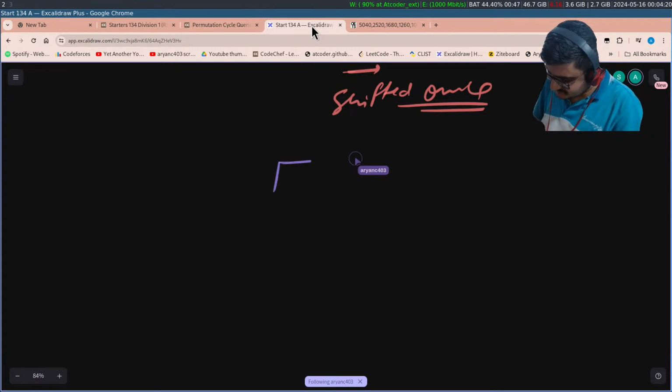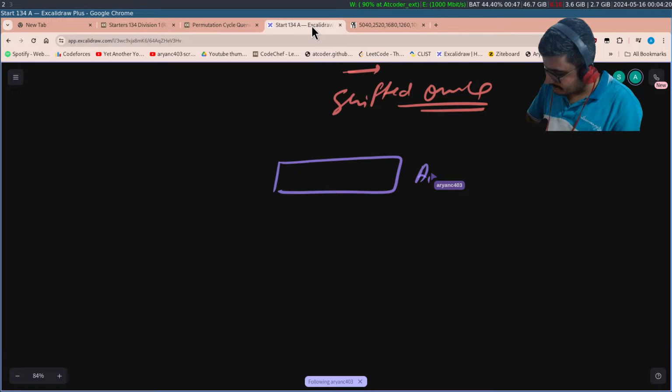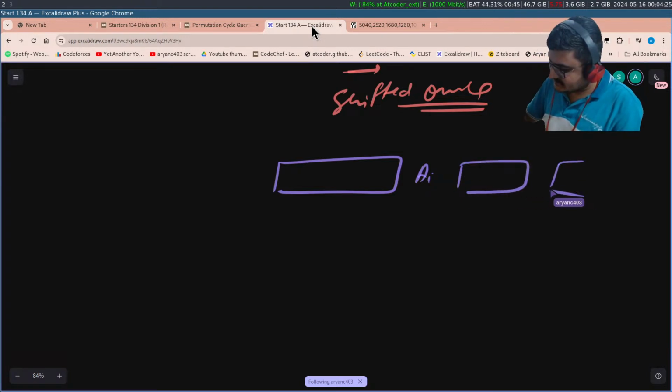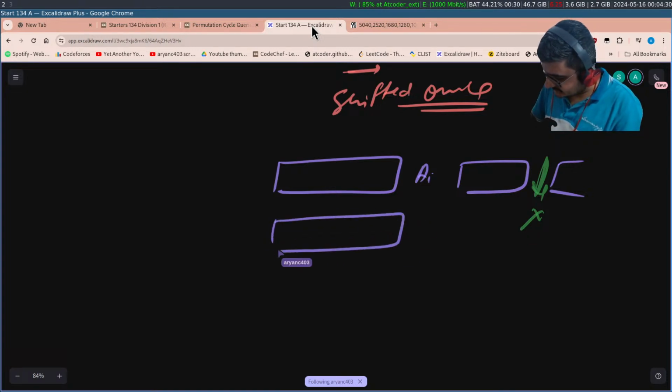Or if our sequence is like this, AI is here, some set over here, and this is the place where X gets inserted. Then also we can notice this would look like this.